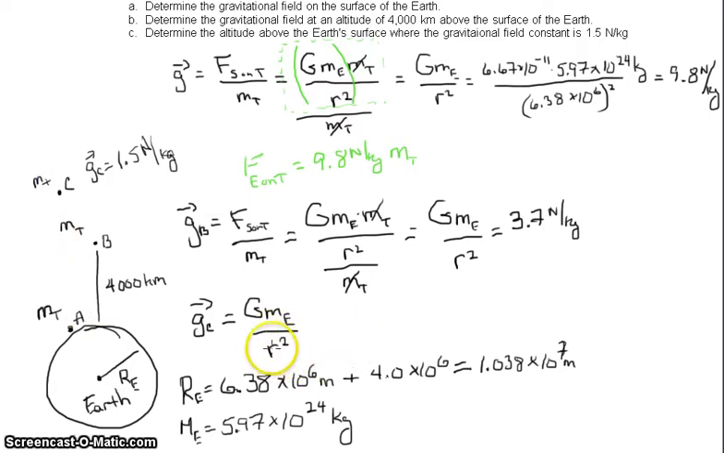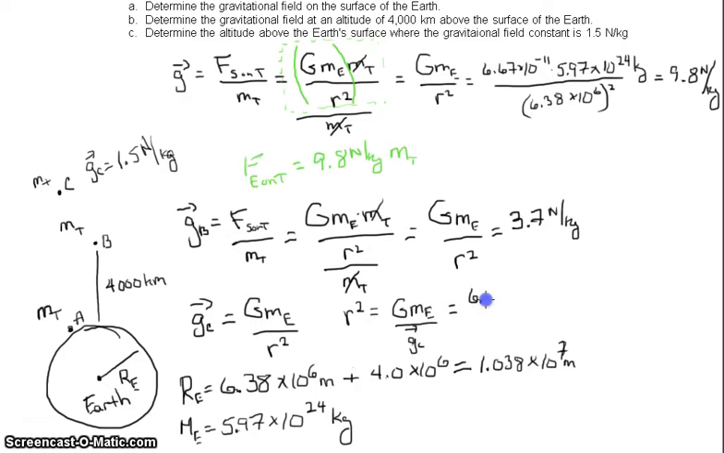Once I find the distance between the center of the Earth and point C, I can subtract out the radius of the Earth to find the altitude above the Earth's surface. So I'm going to rearrange this expression. I multiply both sides by r squared and divide by the gravitational field at C, which leaves r squared equal to G times the mass of the Earth divided by the gravitational field at C.